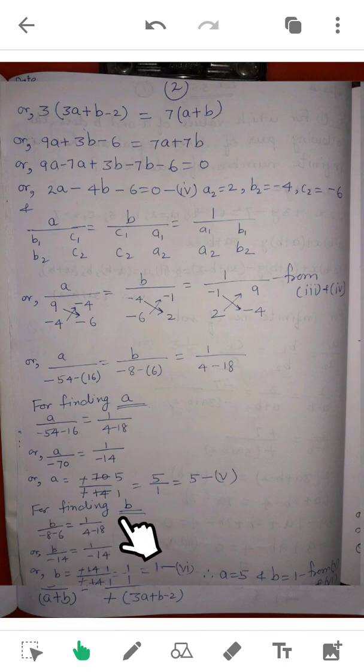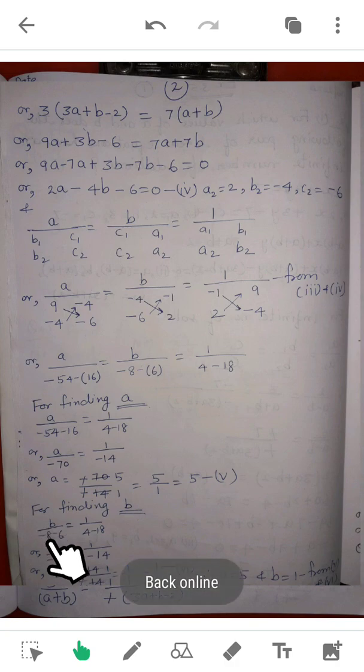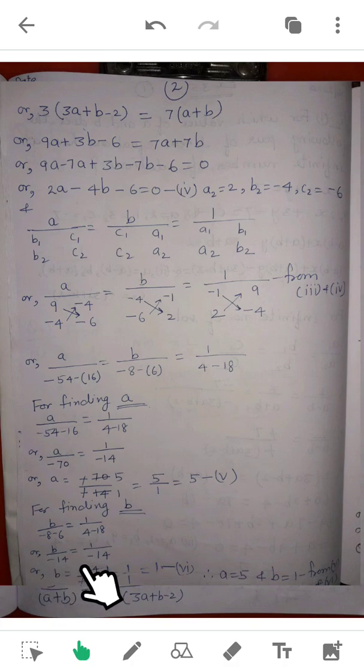Now when we have to find out value of B. For finding out value of B, what we will do is we will take these two together. We don't have to take the part with the variable A. We will take these two together. See here, B upon minus 8 minus 6 is equal to 1 upon 4 minus 18. We will solve it. B upon minus 8 minus 6, it is minus 14. 1 upon 4 minus 18, it is minus 14.